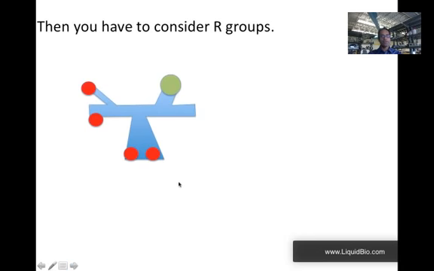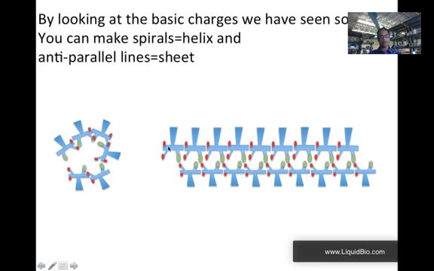Alright, so what we haven't considered yet is what the properties of this thing are. So we looked at just the backbone, the CCN and the H's. And we didn't consider what these R groups are charged at all. So we haven't even considered how these would contribute to the folding.